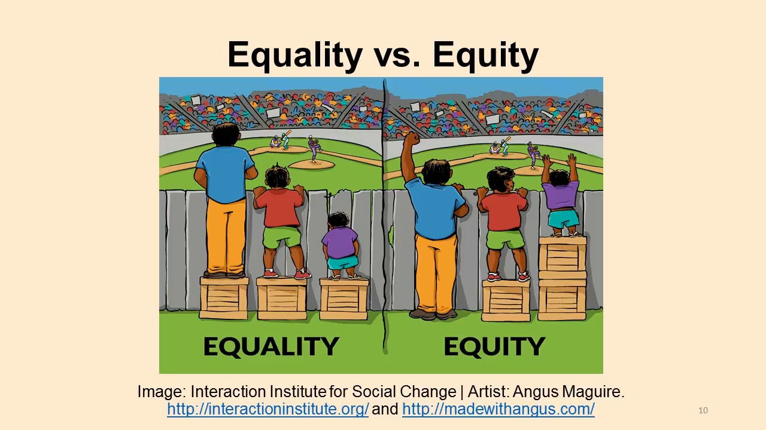This picture probably explains better than I can. For equality, we give everybody the same thing. The tall kid, the middle kid, the short kid, they all get a box. But for equity, we're concerned with the end point. We want everyone to have the same view of the baseball game. So the tall kid doesn't need a box. The middle kid just needs one, and the short kid needs 2 boxes to be able to see the game. So some people would say giving the small kid, giving the less advantaged person more creates equity.